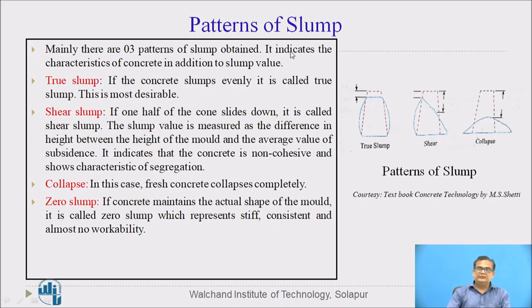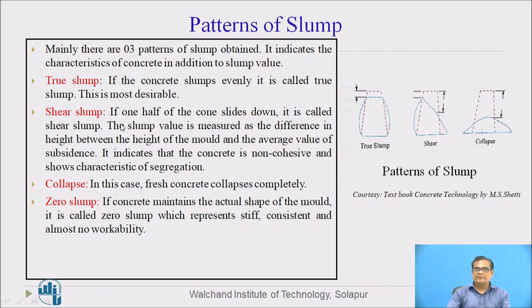Now there are generally 3 to 4 patterns of slump of concrete depending upon the type of slump. First is true slump, when the subsidence of the concrete is even. Evenly it slumps, it is called true slump. This first case is of true slump. It is the desirable one, but sometimes it may shear the slump, and it may be a collapse slump or it may be zero slump.